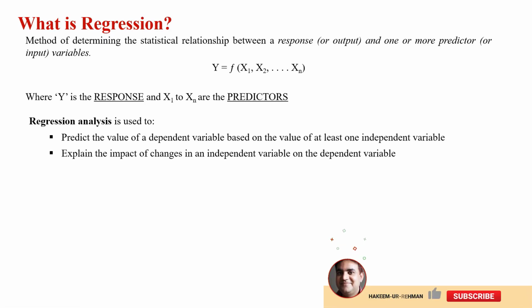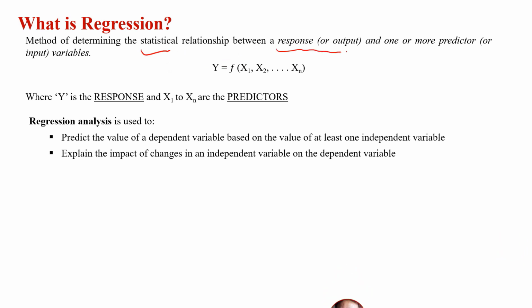What is a regression? Regression is basically a statistical method which we can use to show the relationship between the dependent or response variable and one or more independent variables or predictor variables. Over here, y represents the response or dependent variable, whereas x's represent the predictor variables, or input variables, or we can say independent variables.